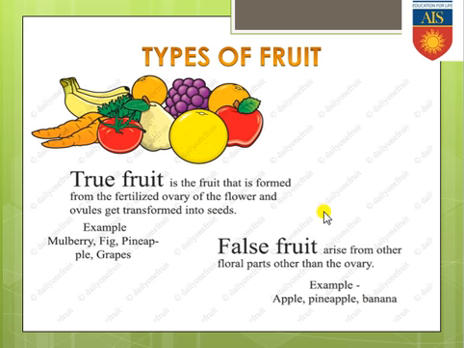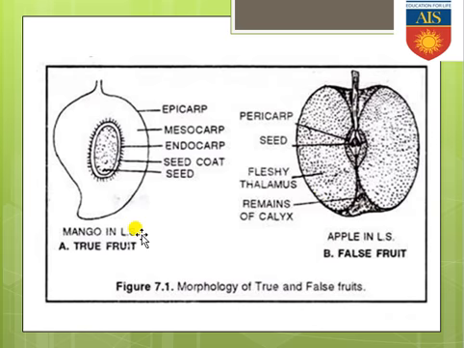Next, this is the figure of the true fruit and false fruit. Here the figure of the true fruit, the mango, has been given, and this is the figure of the false fruit. So this is the difference between true fruit and false fruit. Here it has been written that the fleshy thalamus gives rise to the mesocarp portion of the fruit, and this portion has come from the calyx. So this is overall the structure of the false fruit. And this is the structure of the true fruit, where the outer fruit layer is the epicarp, then the fleshy portion is the mesocarp, then the covering of the seed is the endocarp, and after that the internal seed coat and the seed are present. Okay, so this is the figure of mango, this is the figure of apple.